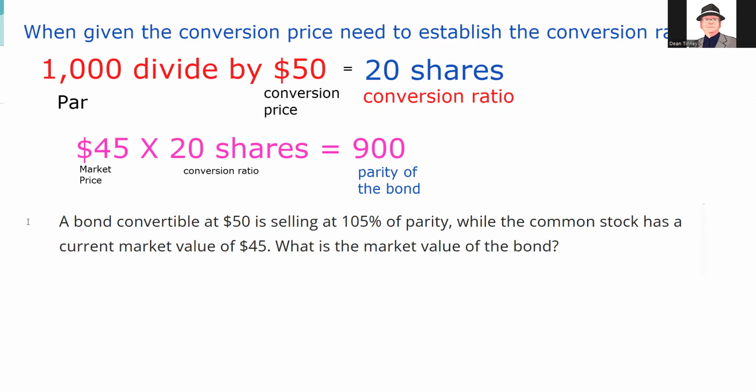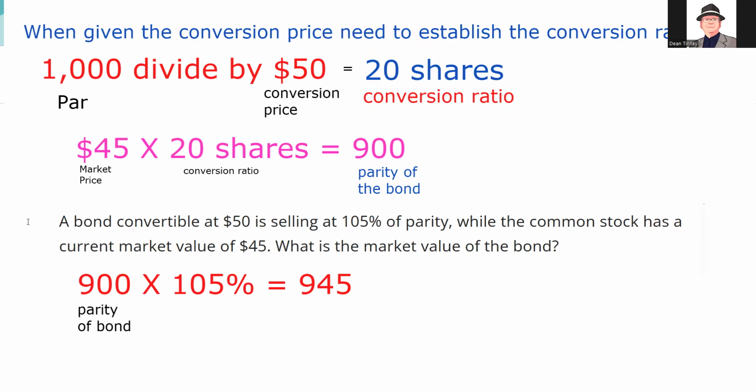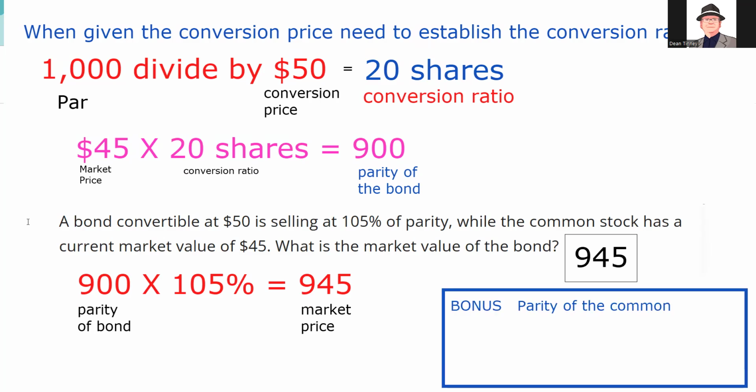That's what parity means. I'm an NBA fan. When we say parity, that means all the teams are pretty equal, right? Anyways, it says it's 105% of parity. So now I take the $900 parity and multiply it by 105%, and I get the answer to the question, which is 945.